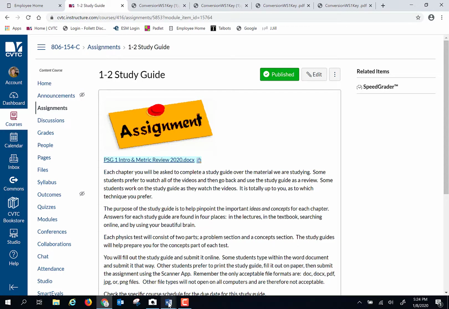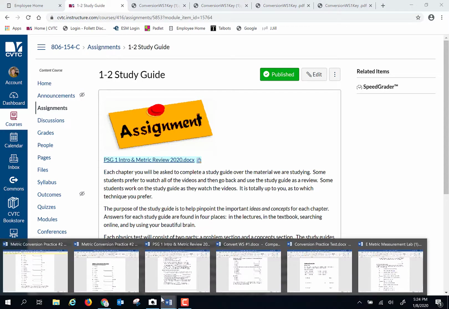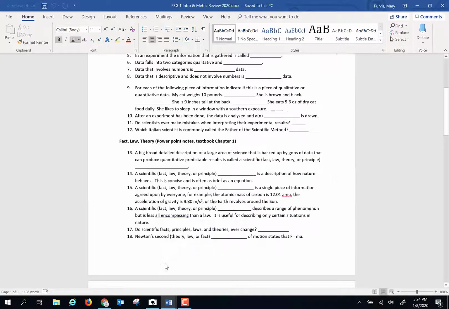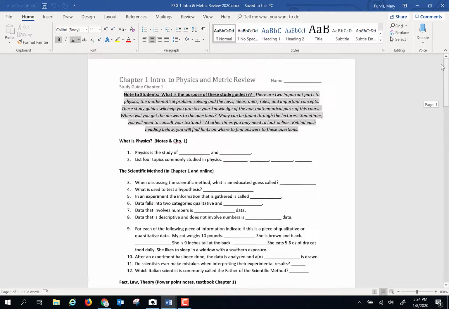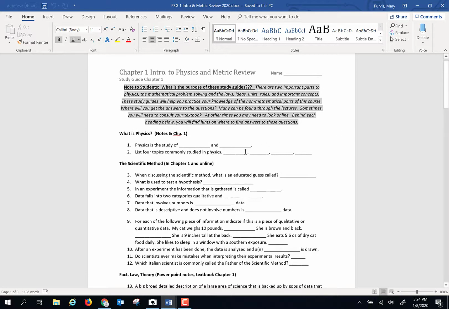Now, let's spend a moment or two talking about study guides in general. Every module we go through is going to have a study guide. The study guides are going to be the ideas portion of physics. There's a mathematical portion, and then there's an ideas portion. So the study guides are your place to practice the ideas. The purpose is to take the information that has been presented in the notes and in the textbook and allow you to push it through your brain one more time.